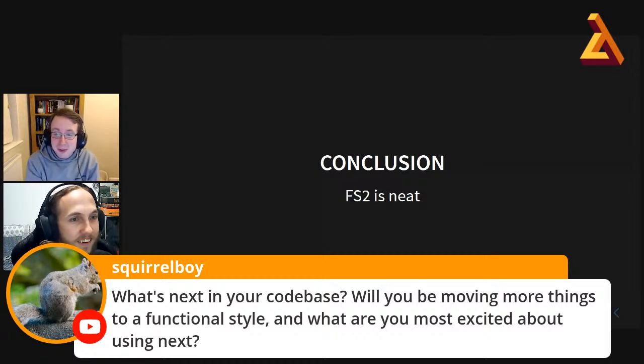What's next in your code base? Will you be moving more things to a functional style, and what are you most excited about using next? So at Precog, where I work right now, we actually already have a fully functional stack. It's all based on all the Typelevel projects, so FS2, Cats Effect, and so on. So we can't really move more functional, I guess.